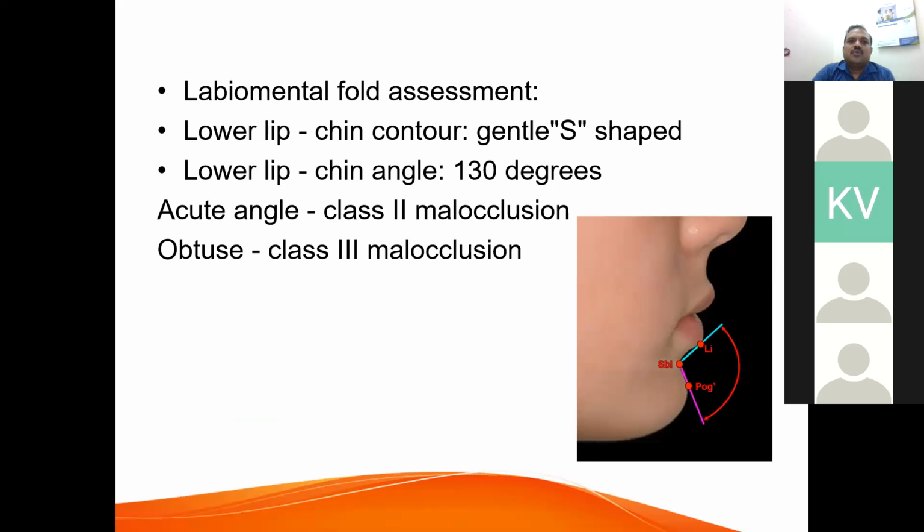The labiomental fold. So the lower lip and the chin contour will form a gentle S-shaped curve. When you look at the patient in profile on clinical examination, it will follow a gentle S, and the lower lip chin angle should be 130 degrees. If the angle is more acute, it's a class 2 malocclusion. If it is an obtuse angle, it is a class 3 malocclusion.